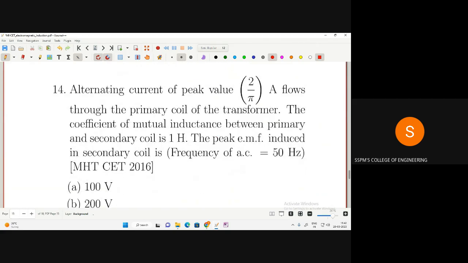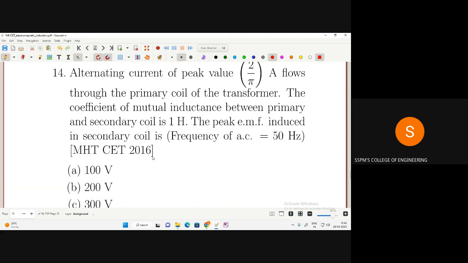Look at the example, the 14th number. The 14th number is based on the alternating current and the mutual inductance. The alternating current of peak value 2 divided by pi ampere is given. It flows through the primary coil of the transformer. The coefficient of mutual inductance between the primary and secondary coil is 1 Henry. The peak EMF induced in the secondary coil is.